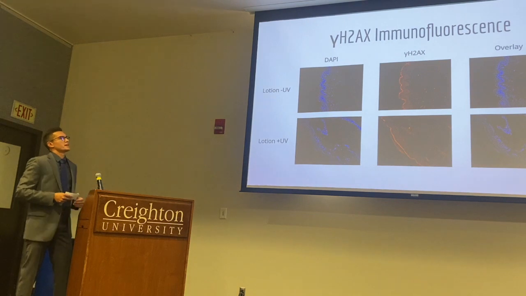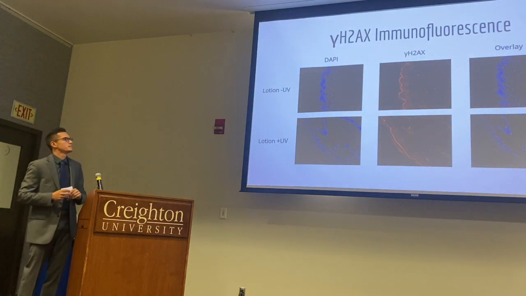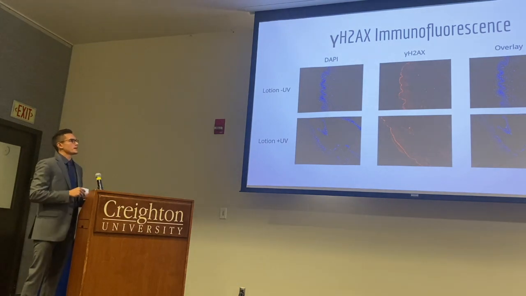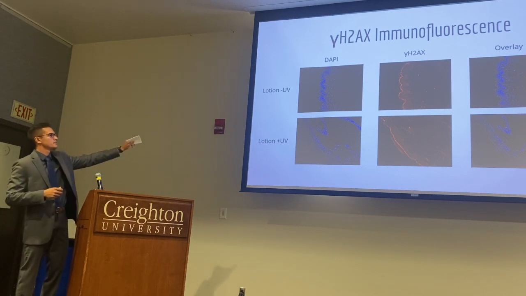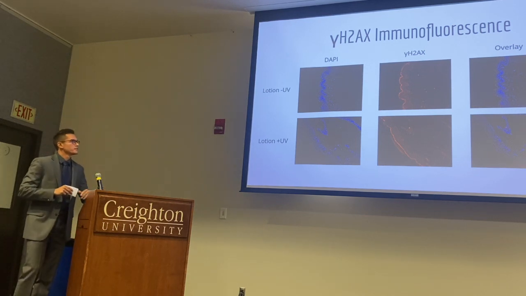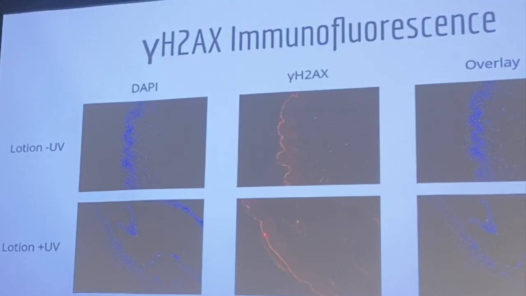This is the gamma H2AX immunofluorescence, and you'll see that the DAPI looks very similar to the CPD, but the gamma H2AX portion doesn't look incredibly similar to the CPD, especially in the lotion with UV section. You can see, if you look very closely, there are a few tiny positive cells right here.